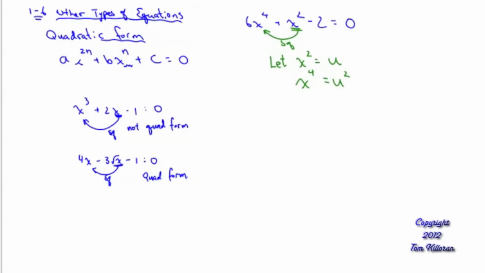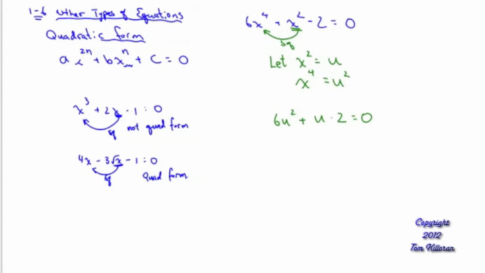All right, so wherever I see x to the 4th, I'm going to replace it with u squared. So this becomes 6u squared. Plus, wherever I see x squared, what it's equal to is u, minus 2 is equal to 0. What's nice about this green equation compared to the blue one is this one is a quadratic. Literally, because it's raised to the 2nd power and it has 3 terms. How do I solve a quadratic?